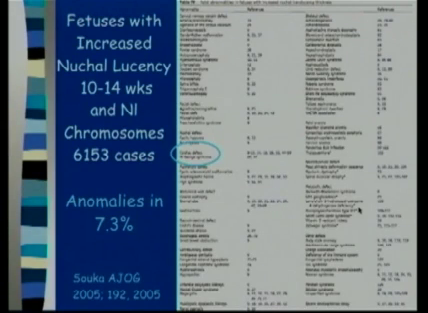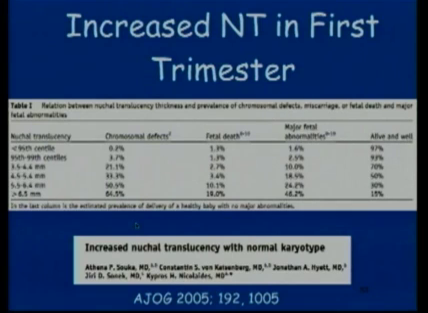But fetuses with an increased nuchal and normal chromosomes still have an increased incidence of anomalies of about 7%. And I've just put this, if you want to know what they are, you can go and look at this paper in the American College of OB-GYN. But I've circled here cardiac, because that is one of the ones that we are really screening for after we find this. How do we counsel patients with an increased nuchal?